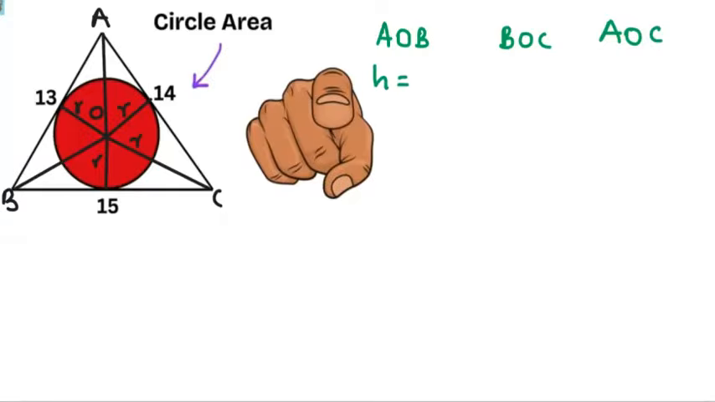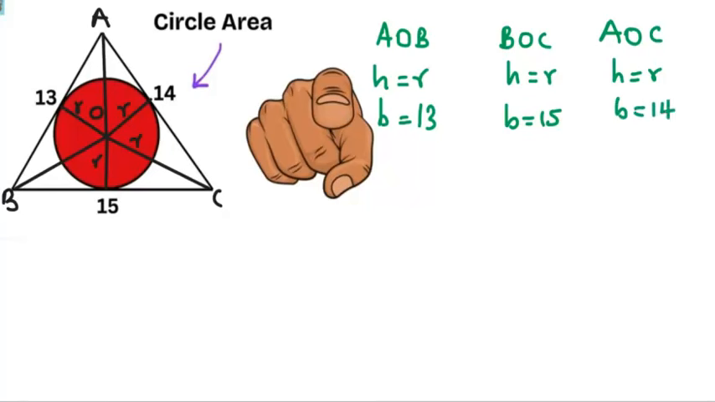Awesome. Now for the triangle AOB, we have the height R, and the base is equal to 13 units. And for the triangle BOC, we have the height, which is R, and we have the base, which is 15 units. Then for the triangle AOC, we have the height, which is R, and we have the base, which is 14 units.